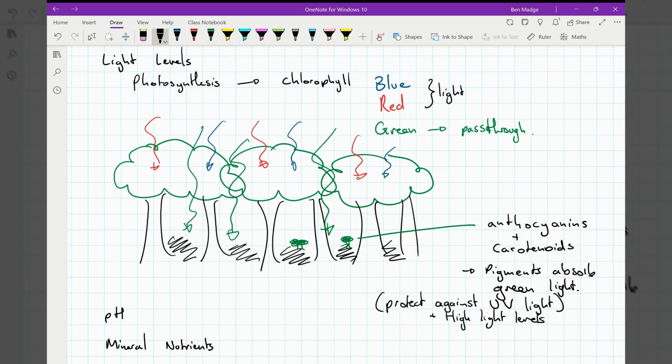So they fulfill two roles. Some examples for that then would be something like bluebells, ivy. They are plants that have this adaptation.